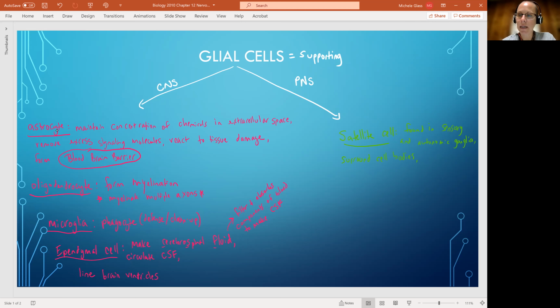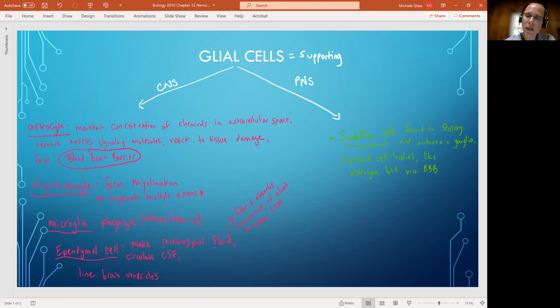They're going to be like the astrocyte, but no blood-brain barrier because we're not in the brain anymore, right? We're in the peripheral nervous system.